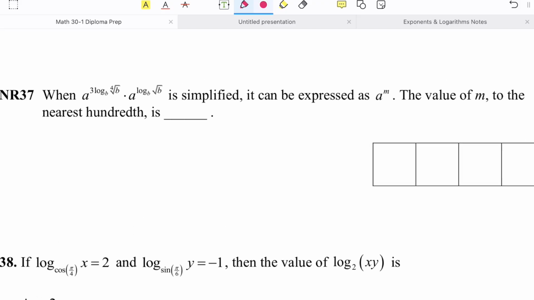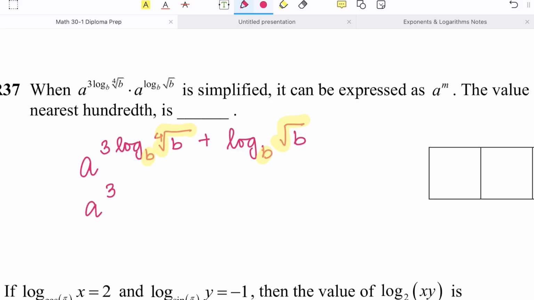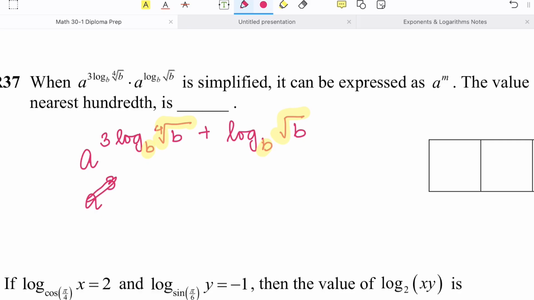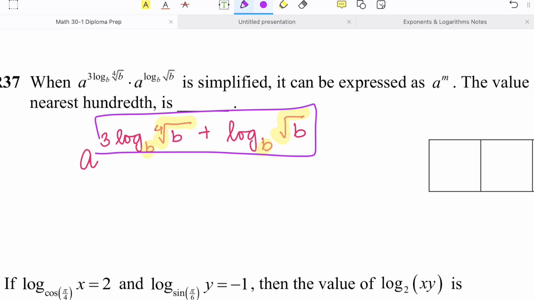Now bases are the same, powers get added. We have 3 log base b to the power of 4 plus log b to the power of root b. Now in this case, my log bases are the same, right? And this radical always scares me, so I'm just going to write it down as a fraction. So a, and let's just get rid of a, because we know that all this is basically equal to m, and we need to find our m value.